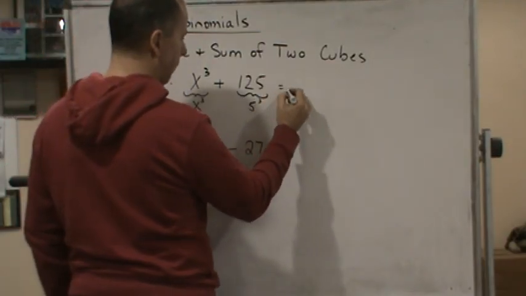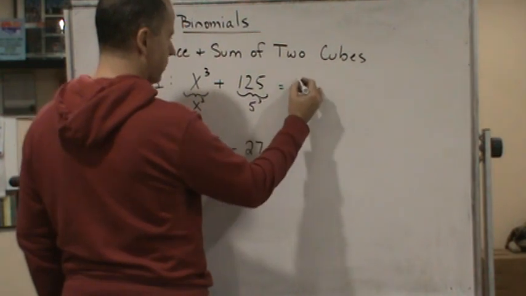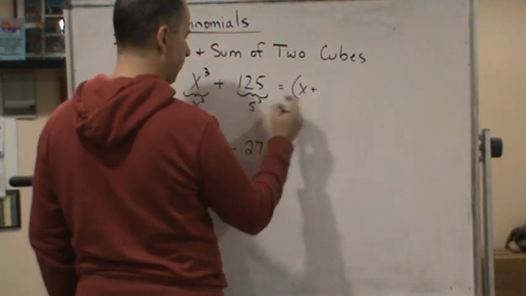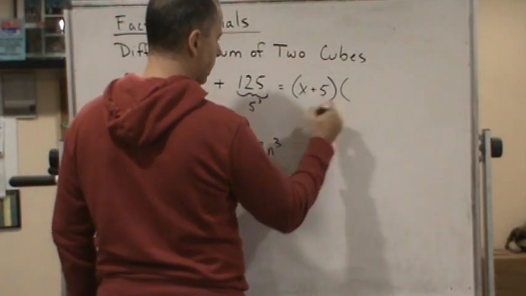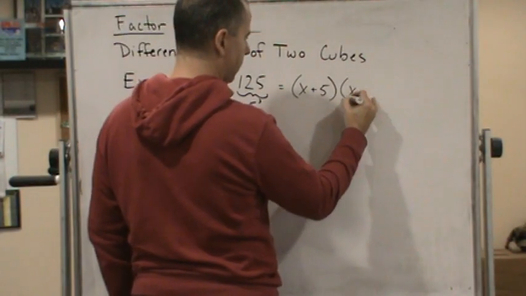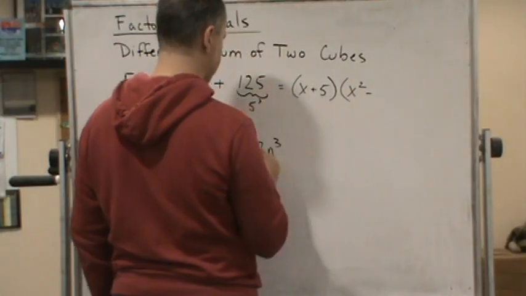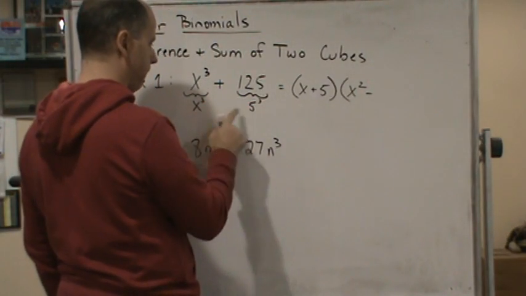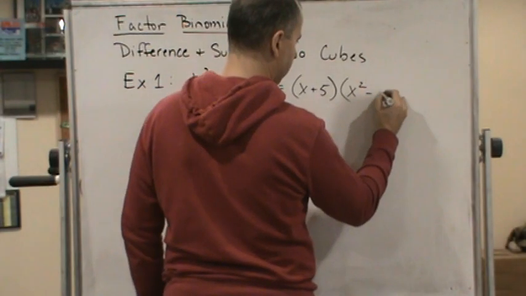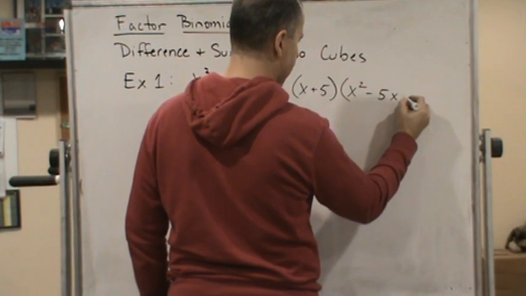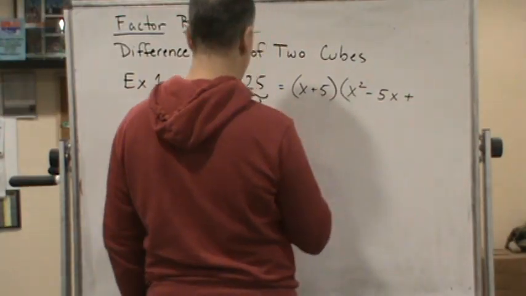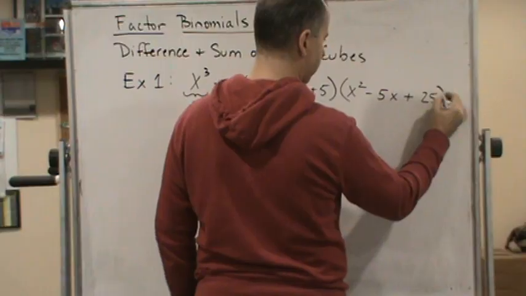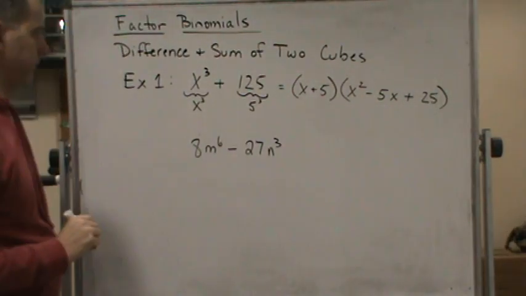And so again, if you remember how to write this, it's going to be what? X plus 5 times x squared minus what? It's going to be the product of the two, so 5x, right? So 5x plus 5 squared, which is 25. And that's it.